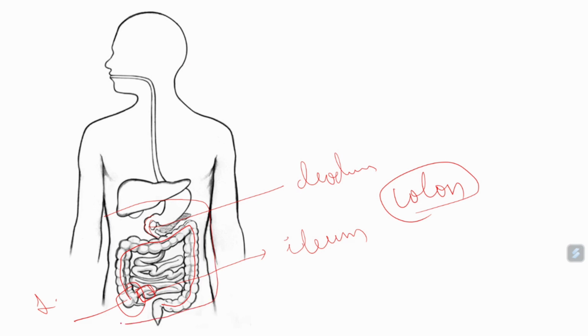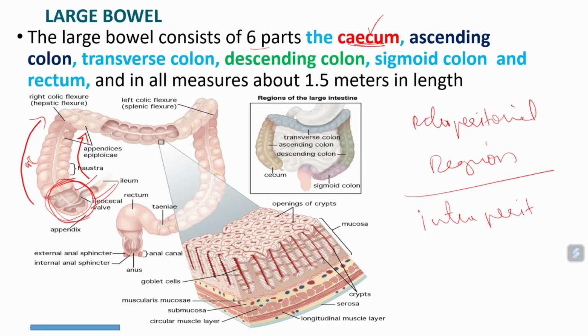This total area is called the peritoneal cavity. The total abdominal area is the peritoneal cavity. In the peritoneal cavity, we have the peritoneum, one layer.